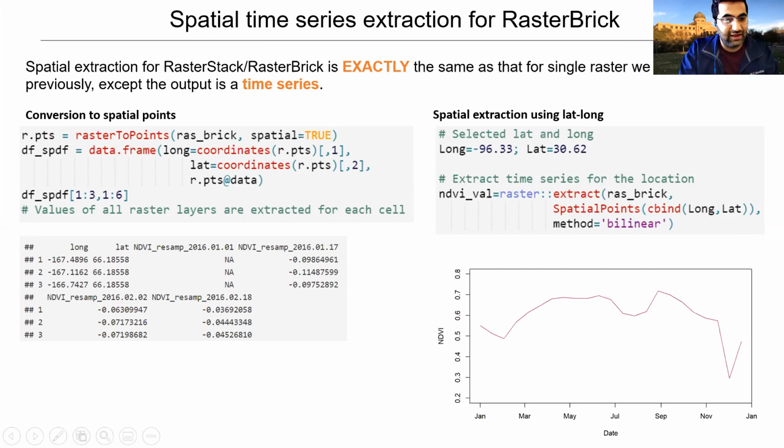And this is an example. On the left-hand side, we have the example of conversion to a spatial point. So previously we had X, Y, and Z. Now we have X, Y, and over here, you have the value of Z for each of the raster layers. So essentially, if you go from left to right, this is the time series of data for a particular longitude and latitude.